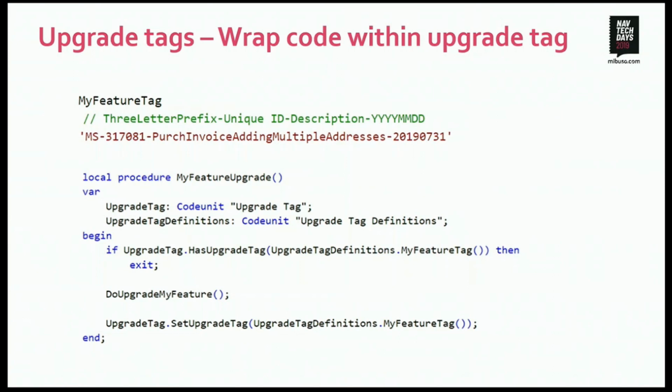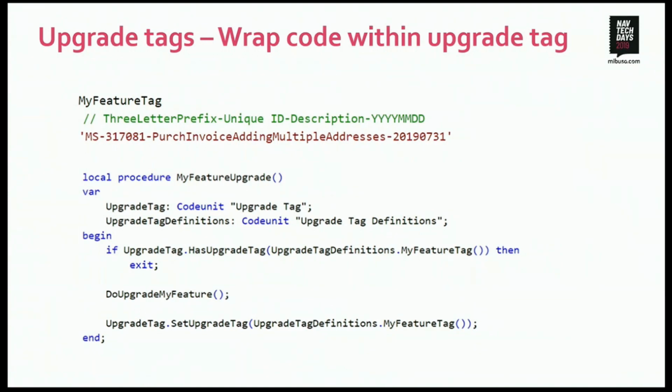The upgrade tag has the following structure. The first thing is the 3-letter company prefix. Then we are using a unique ID, which for us is a TFS ID. And then we put a human readable description so you know what it is about. And the last thing is the date when the change was written, so we can see how old the upgrade code is. And if you would like to use it in production, you just check if the upgrade tag has already been set, do the upgrade, and set the tag.